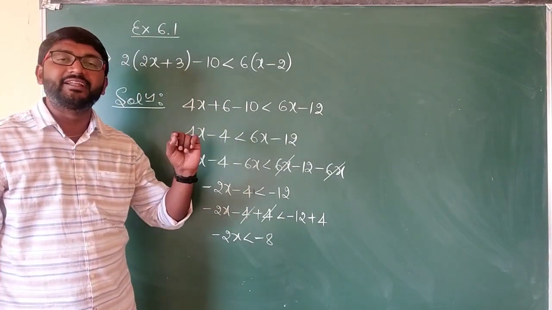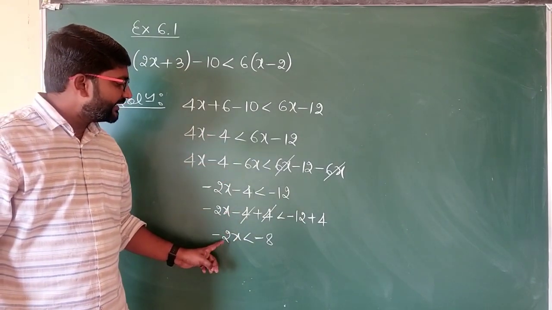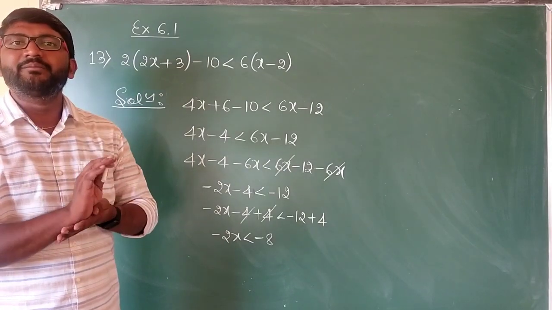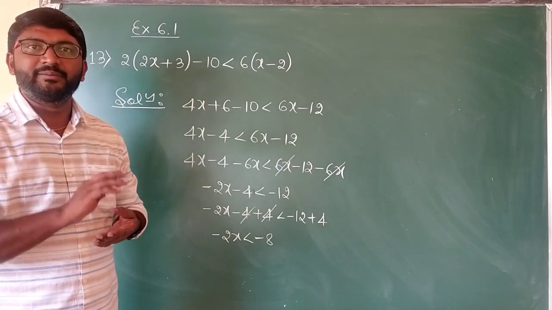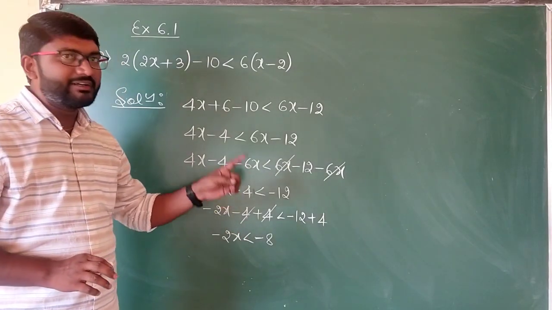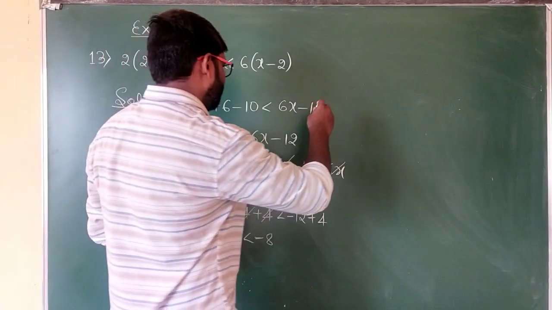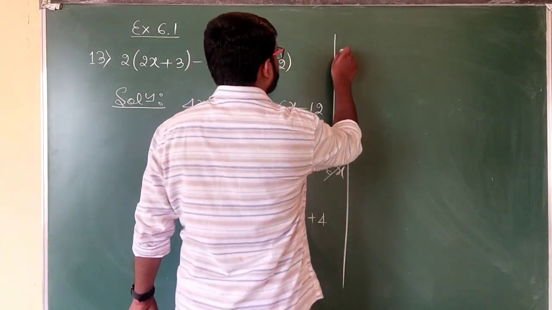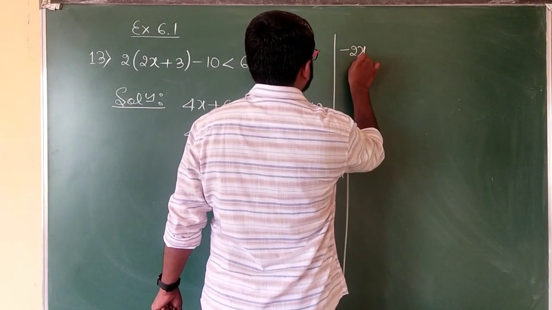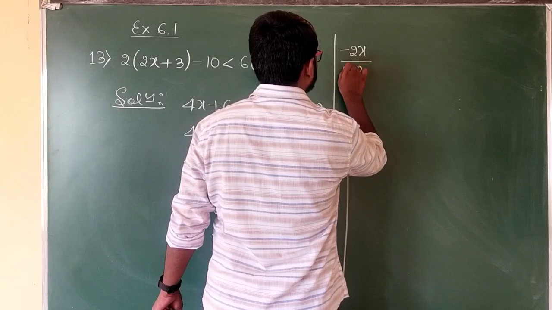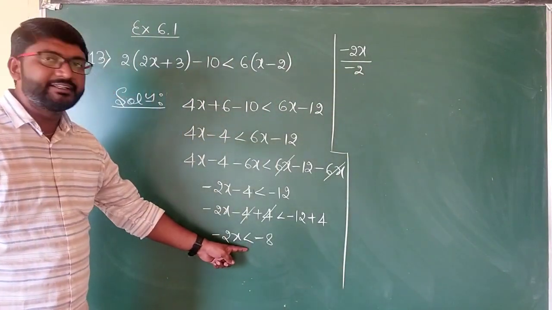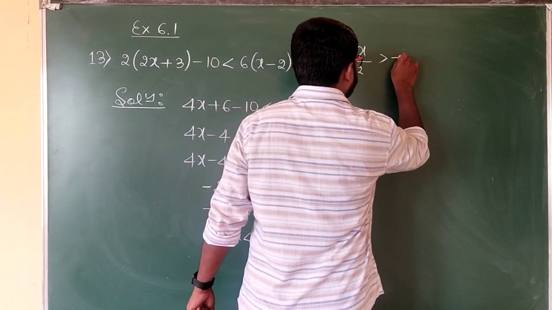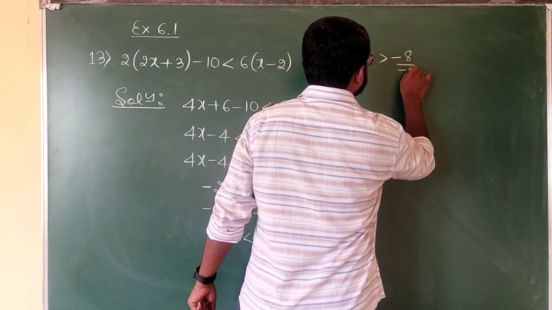So now here we want only x, but we have minus 2x. So let us eliminate minus 2. So both the sides we need to divide by minus 2. Whenever we are dividing by the same negative number or multiplying by the same negative number, the sign of inequality is reversed. So let us write that particular step now. Minus 2x divided by minus 2. So now the sign of inequality is reversed now. Less than becomes greater than minus 8 by minus 2.